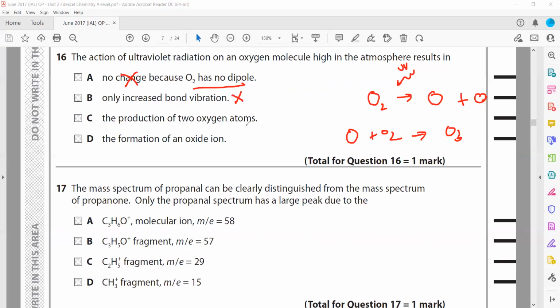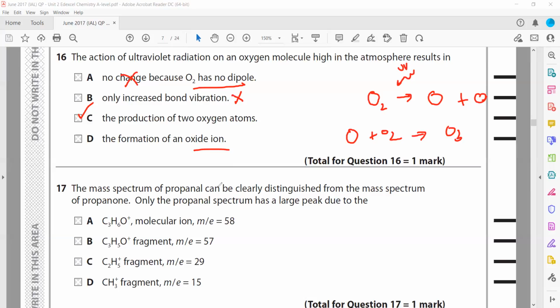The production of two oxygen atoms, that is true. The two oxygen atoms are produced. Formation of oxide ions: it does not produce ions, because identical atoms are there. In the same environment, it will always be homolytic bond breaking. So it will result in the formation of a free radical.